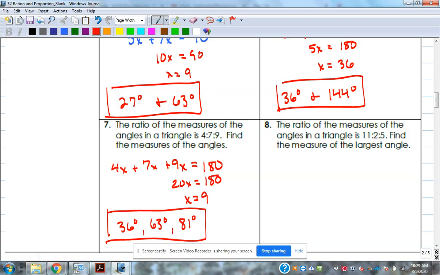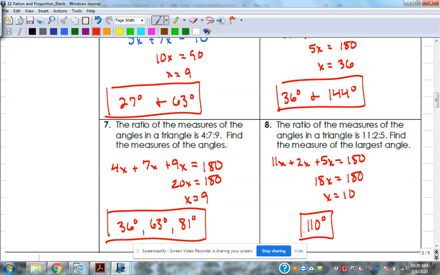Number 8, the ratio of the measures of the angles of a triangle are 11 to 2 to 5. Find the measure of the largest angle. We know they add up to be 180. Set that up. 16 and 2 is 18. X is 10. So the largest angle is 110 degrees. If they asked for the smallest angle, we'd have 20 degrees. They asked for all 3 with 5. All right.